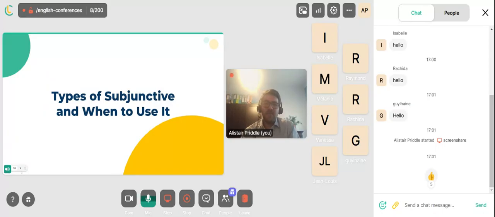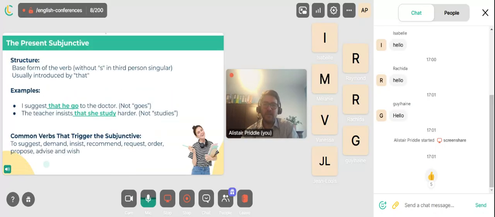Well, let's think now about types of subjunctive and when to use it. We'll start with the present subjunctive. The structure: we use the base form of the verb without the S in the third person singular, because it's the base form, it's not conjugated. And it's usually introduced by the word that.